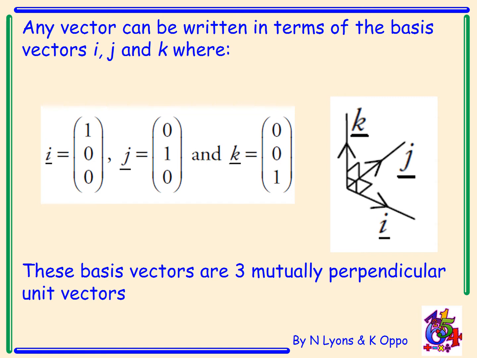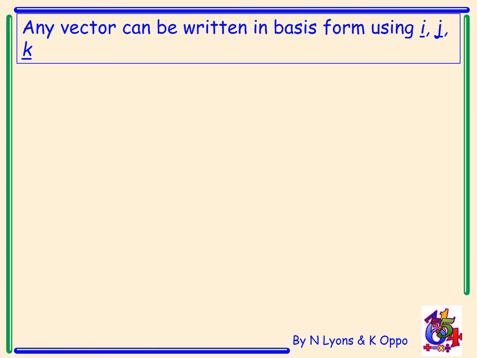So these basis vectors are three mutually perpendicular unit vectors. That just means they're three unit vectors at right angles to each other, as shown on the diagram. You can see i, j, and k. So just think of them as the x, y, z directions. They're unit vectors in the x, y, z directions. So any vector can be written in basis form using these three little unit vectors i, j, and k.